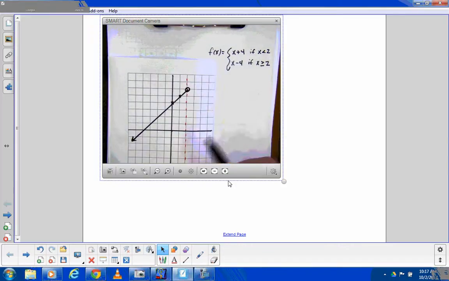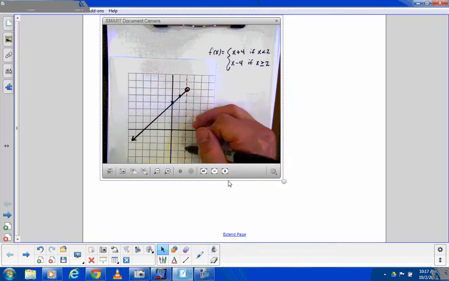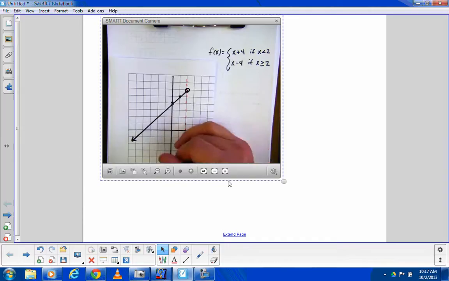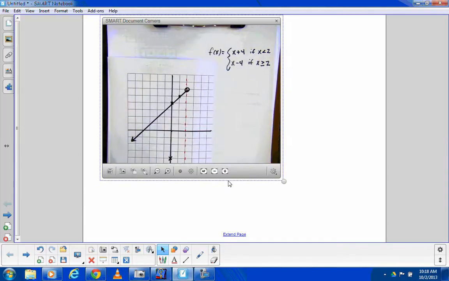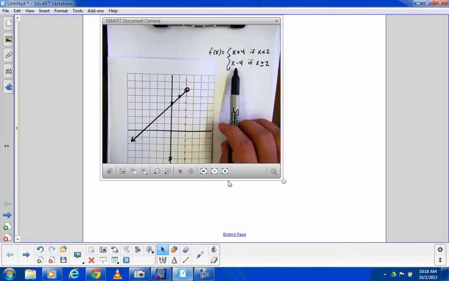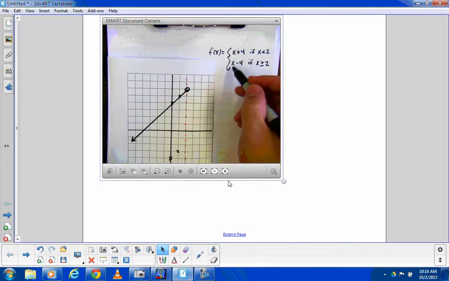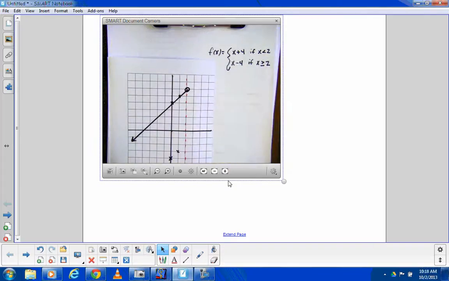x minus 4. Now, don't do this. Don't go 4 down from here, not on your boundary line. We're still going to go on the y-axis, and we're going to go down 4. All right. Now, what's our slope there? Same thing. 1 over 1. So coincidentally, what's going to happen with these two lines? They have the same slope. They'll be parallel.